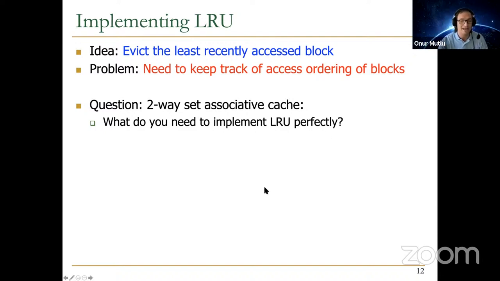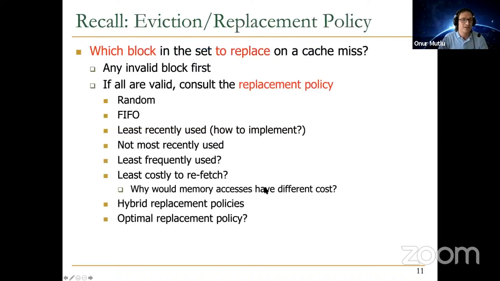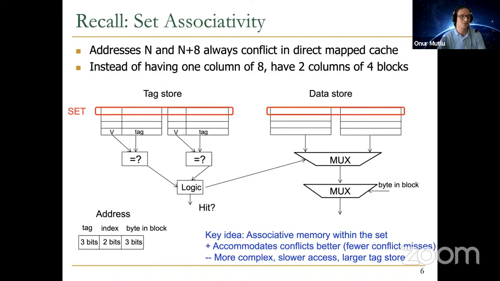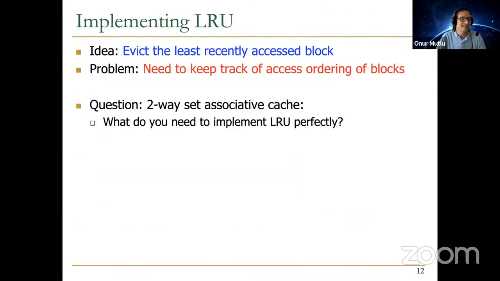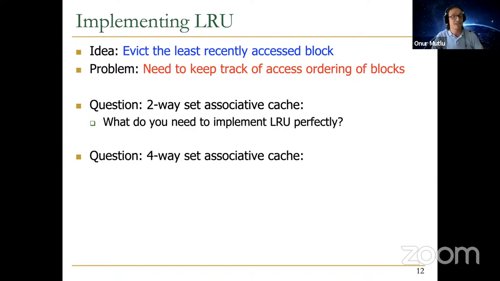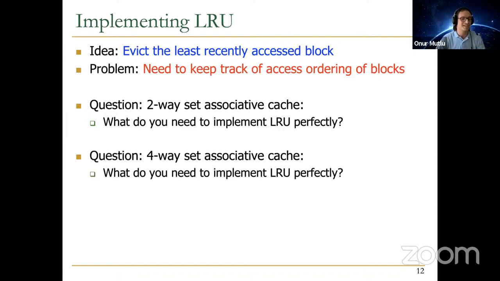So if you go back, for example, to this two-way associative cache that I showed you earlier, you just need only one bit to specify which one is the least recently used, right, in a given set. So per set, you need one bit. So it's very cost efficient, if you will. But that's two-way only, right? And we said that maybe we want to build larger associative caches. Once you go to a four-way associative cache, then the same question arises.